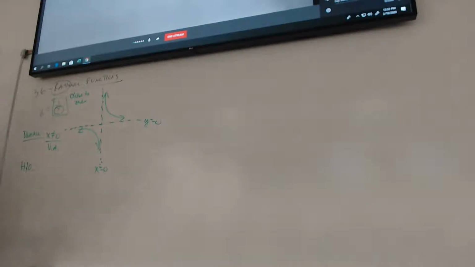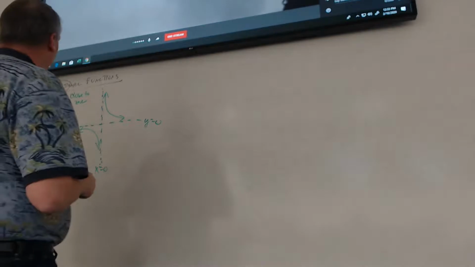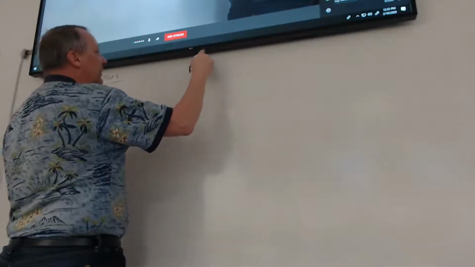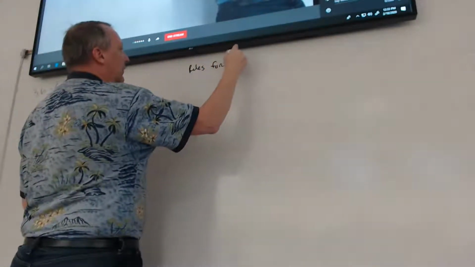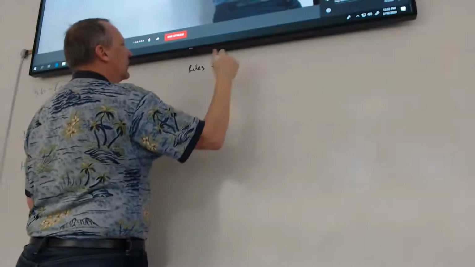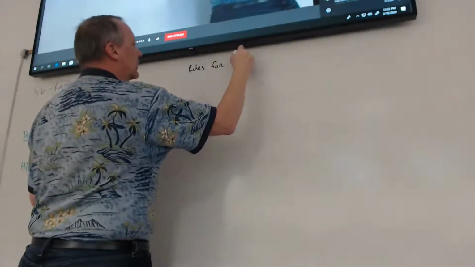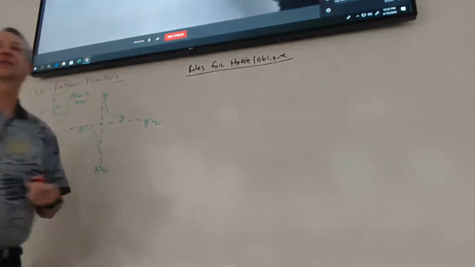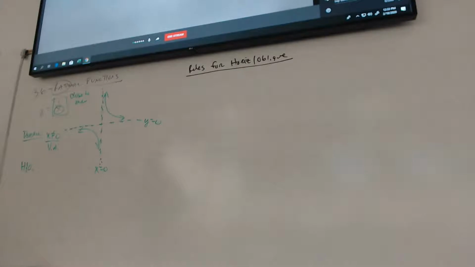Let me give you some nice little rules. Here are some rules for asymptotes, for horizontal or oblique. An oblique usually means slant, although you could have a parabolic asymptote. We'll do that tomorrow.